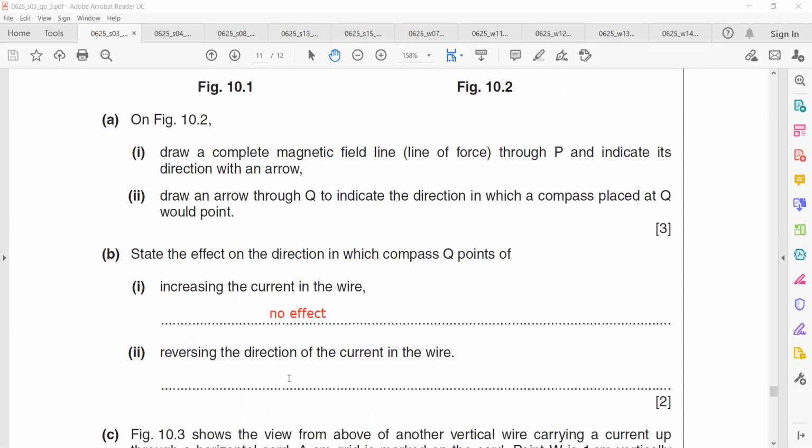If we reverse the direction of the current, what will happen to the compass needle? It was pointing towards the left hand side first. Now it will point towards the right. So if we reverse the direction of the current, the direction of the deflection will also be reversed. So the compass needle will point in the opposite direction. You can mention right or you can mention the opposite direction.